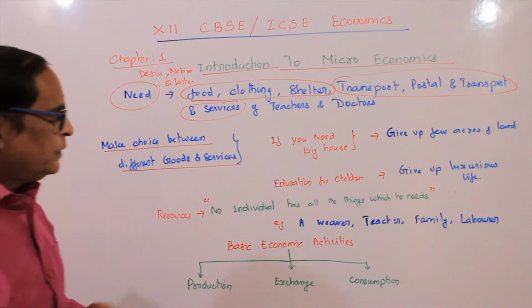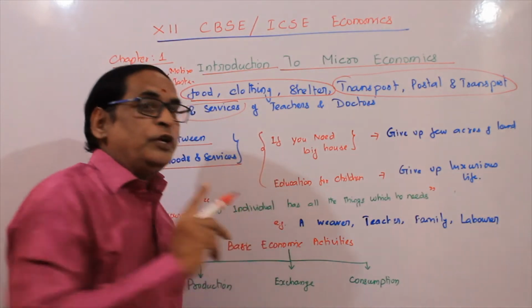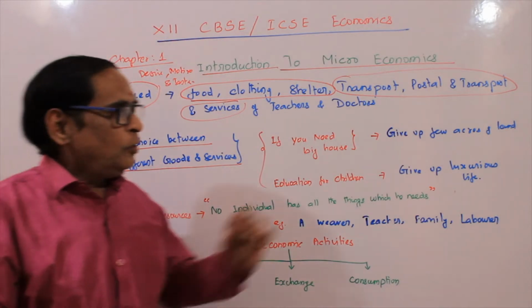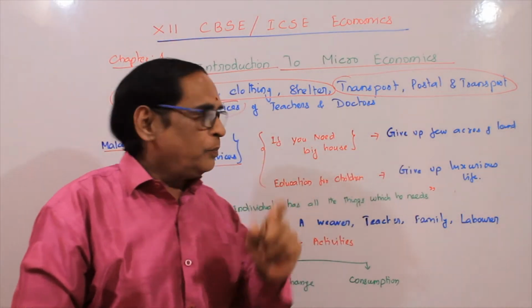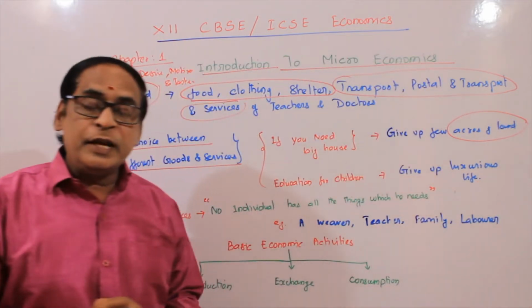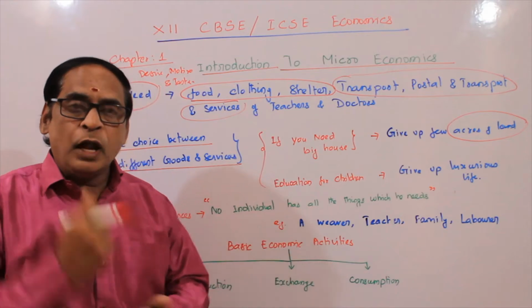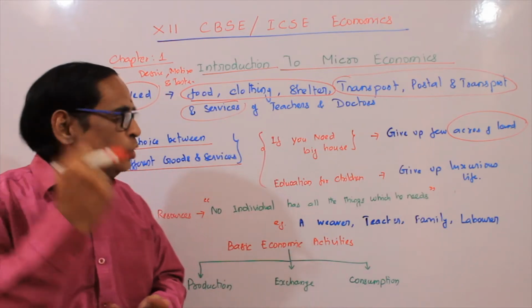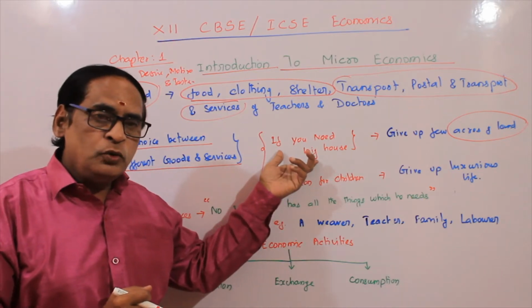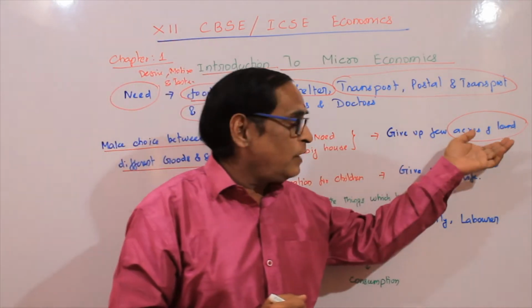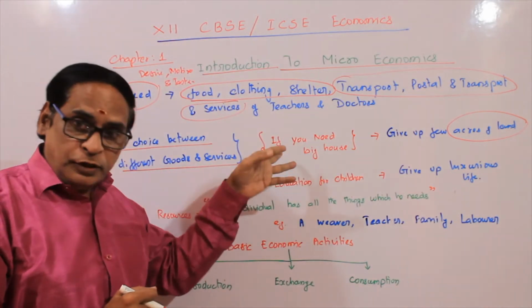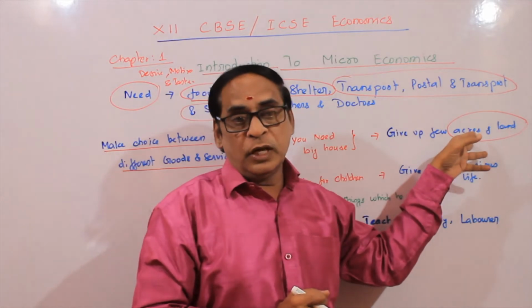And then, for example, if you need something, you have to sacrifice something. For example, one farmer or one particular person has 5 acres of land or a few acres of agricultural land. But at the same time, he does not have a house. Now he wants a very good, big house. Then what has he to do? Actually, he has to dispose of some acres of land in order to have a big house. So, if you want this one, you have to sacrifice that one.